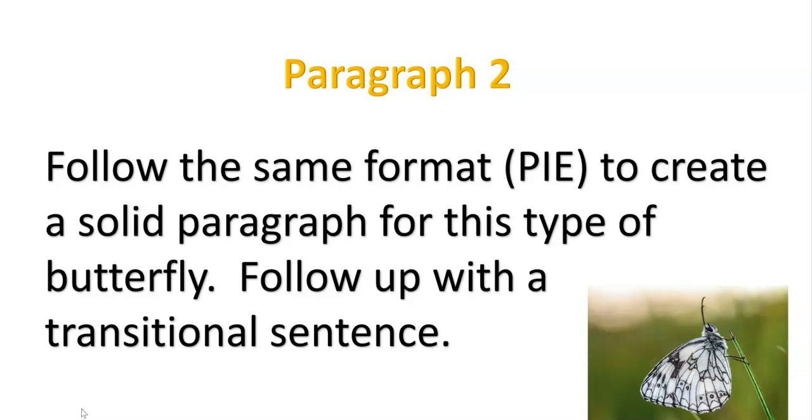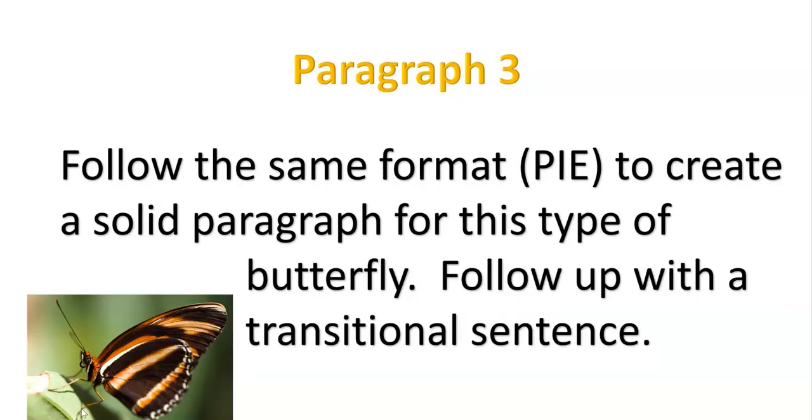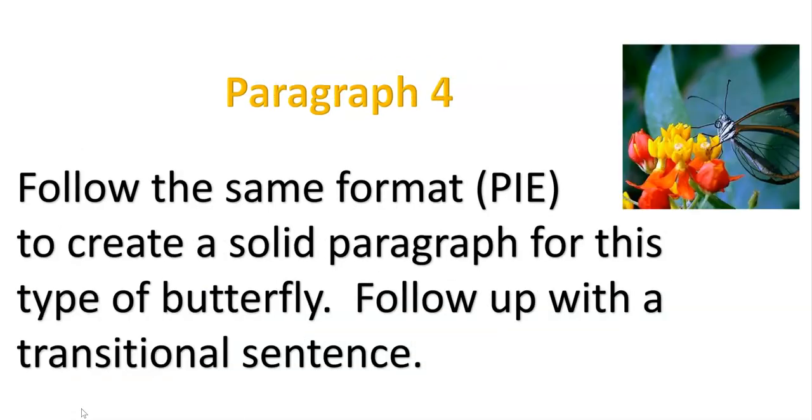Paragraph 2, another new section, so you're going to follow the same format of PIE to create a solid paragraph for this type of butterfly. Follow up with a transitional sentence so that it flows into the next paragraph. Paragraph 3, the same format. Follow up with a transitional sentence for the next paragraph. And paragraph 4, follow the same format of PIE, creating that solid paragraph for this type of butterfly, and then follow up with a transitional sentence as well.